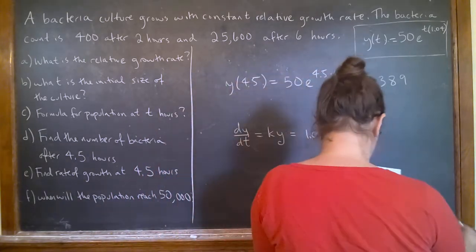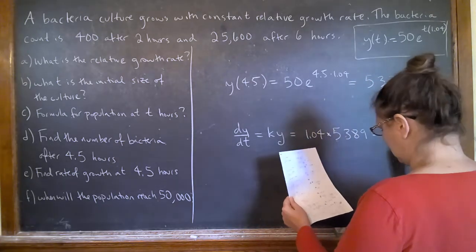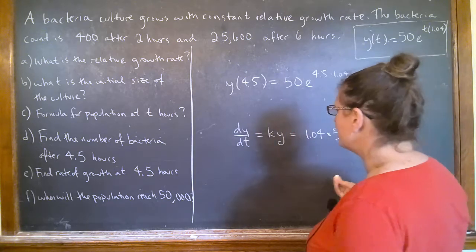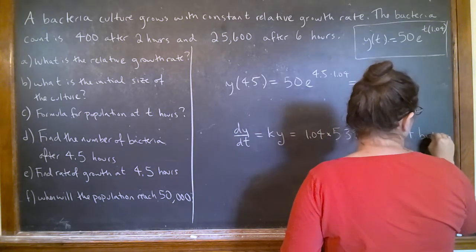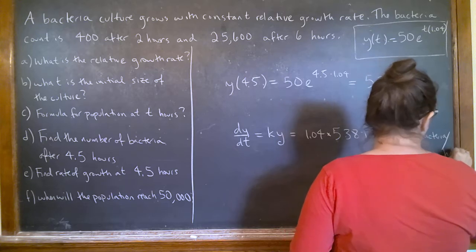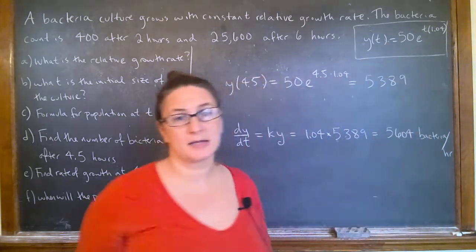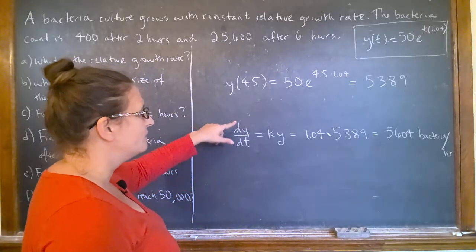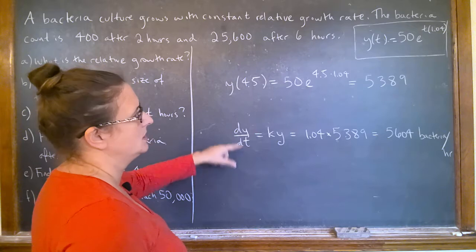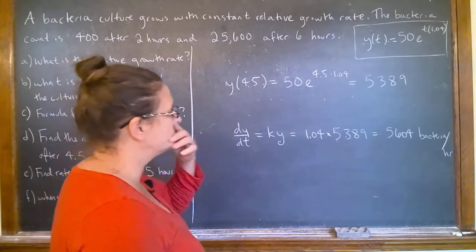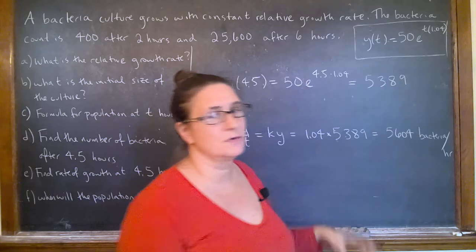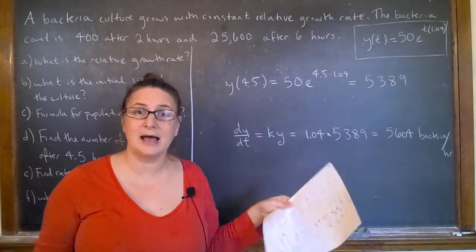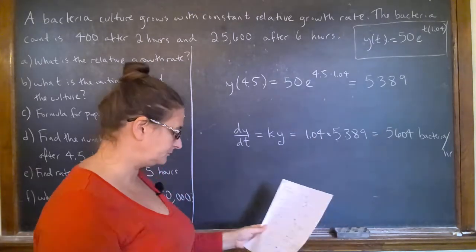So when you multiply that, this is 5,604. And what are the units? The units are going to be bacteria per hour, right? Because the population is the number of bacteria. Okay, so at time 4.5 hours, the population is changing by 5,604 bacteria per hour. But that's an instantaneous rate of change, right? That's at exactly 4.5 hours.